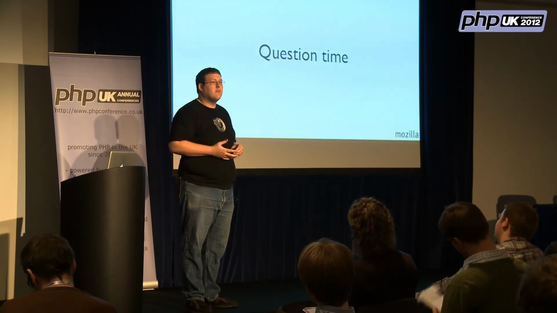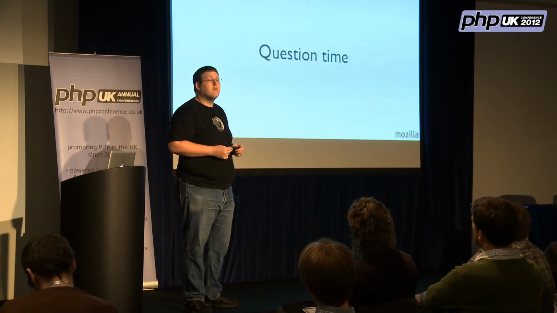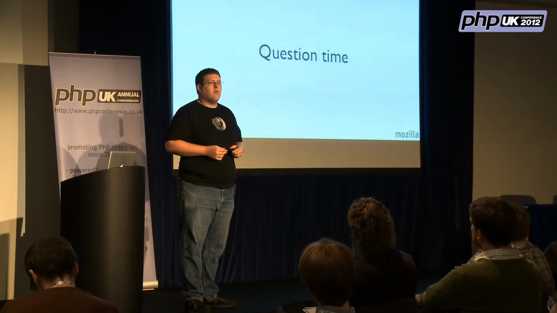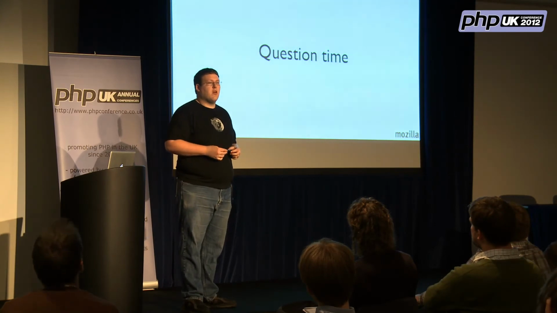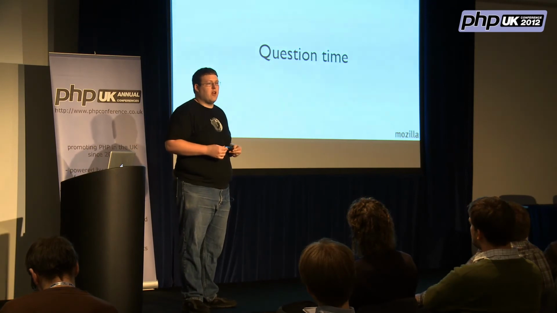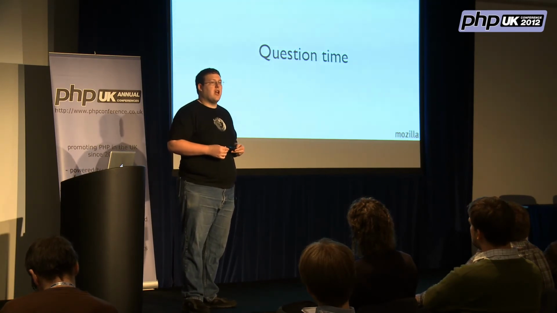How do you do the write scale across the 2 Postgres databases? I'm sorry? How do you scale your writes across the 2 Postgres databases? We write to one of them, and we use the other one as a backup. So if the first one goes down, then we fail over to the second one. Yeah, for resilience. The first one handles most of them.